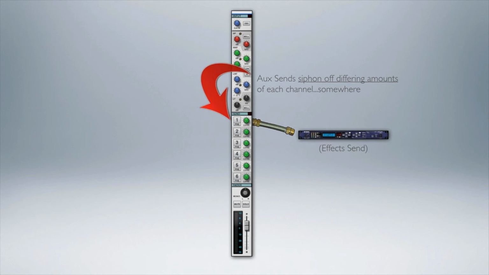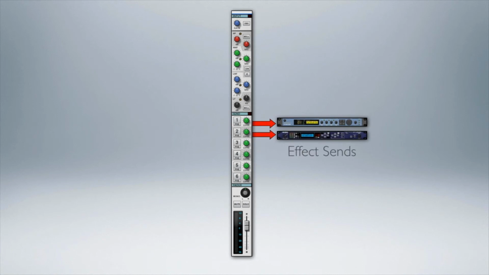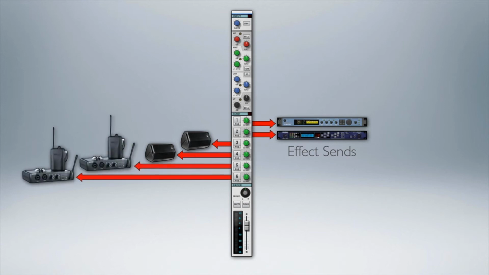So let's imagine a setup like this where we have 6 aux sends. We could use the first 2 for effect sends. So say, for example, the top effect was reverb and the bottom one was delay. You could send differing amounts of each channel to have differing amounts of reverb and delay. And then you'd have also using, say, 3 and 4 to go out to on-stage monitors, and then maybe 5 and 6 to feed out to in-ear monitors. So basically 3 through 6 could be monitor mixes. A total of 6 aux sends, 2 used for effects sends and 4 used for monitor mixes.